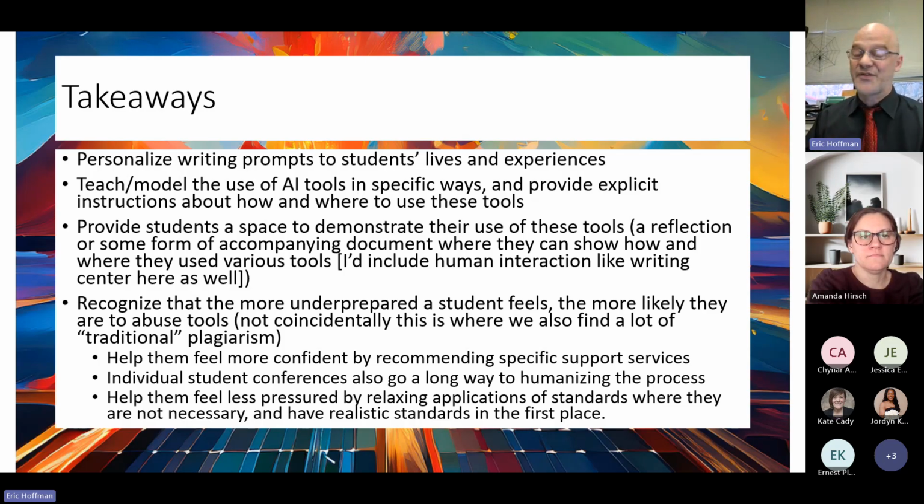We had 3 individual student conferences through the semester. I know that becomes problematic for very, very large classes, but I also think it's an irreplaceable element of the educational experience, and that it is worth the investment. I think it is absolutely worth the time investment. And finally, help the students feel less pressured by relaxing applications of standards where they're not completely necessary, and by having realistic standards in the first place.